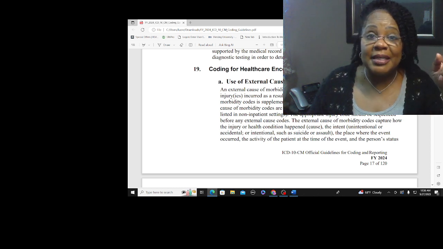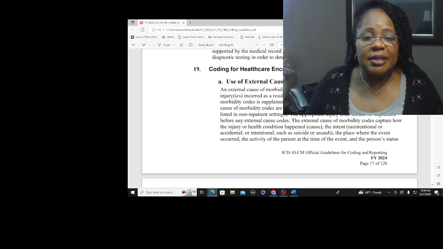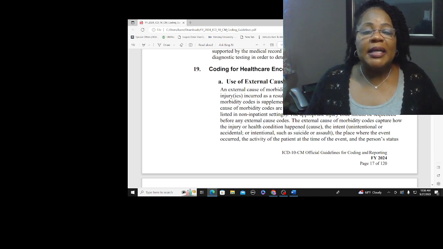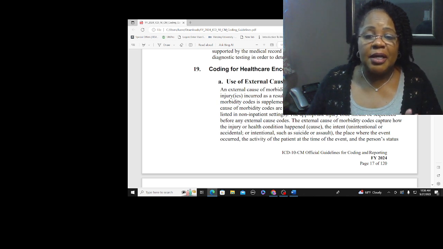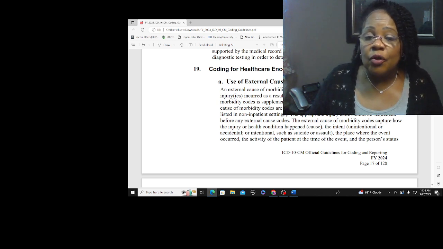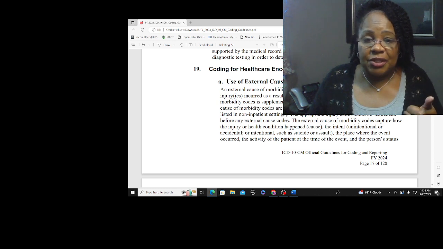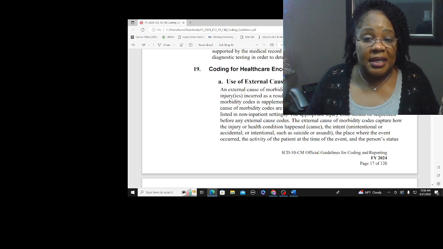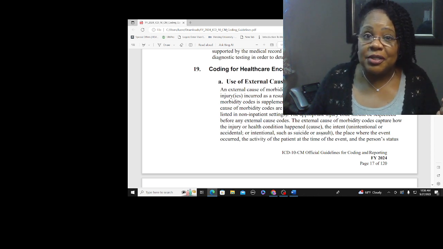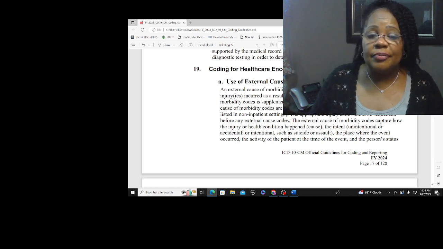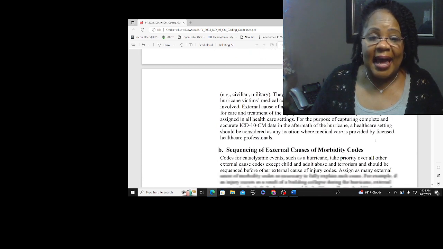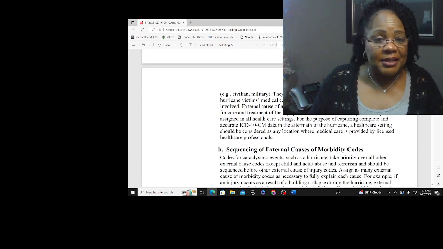And remember, there's a separate index for these. The appropriate injury code should be sequenced before any external cause codes. The external cause of morbidity codes capture how the injury or health condition happened, which is the cause, the intent, was it unintentional or accidental, or was it intentional, such as a suicide or an assault, the place where the event occurred, the activity of the patient at the time of the event, and the person's status. Were they civilian? Were they military?